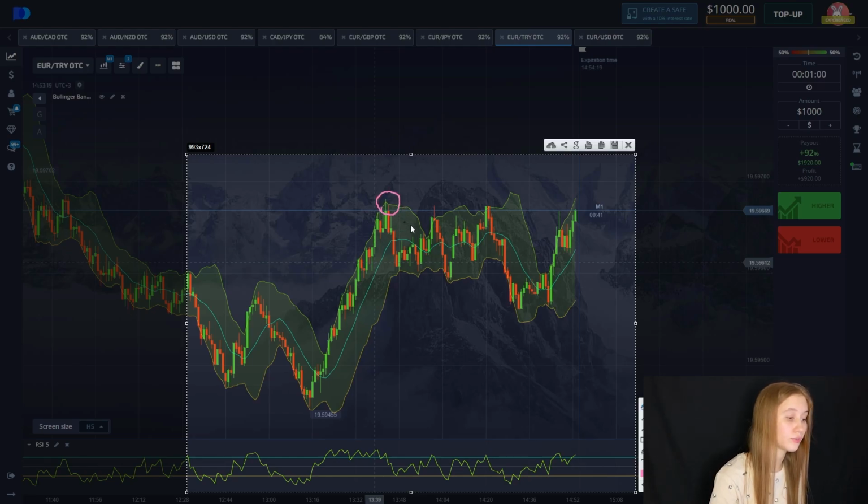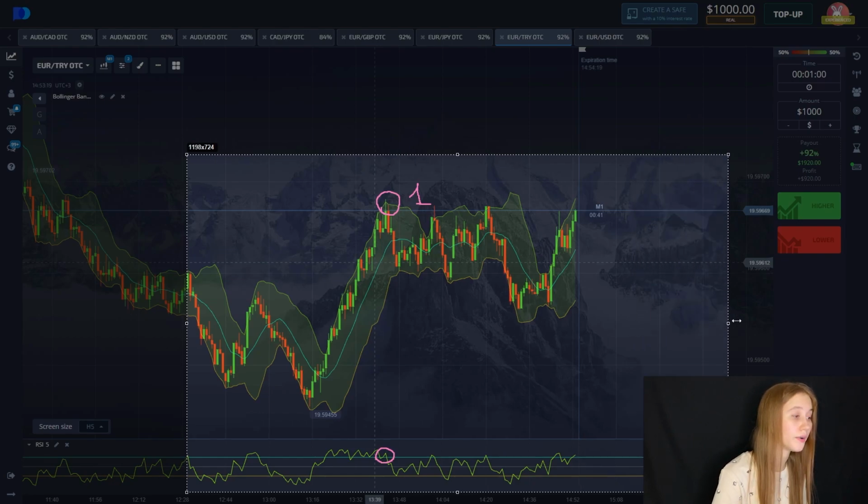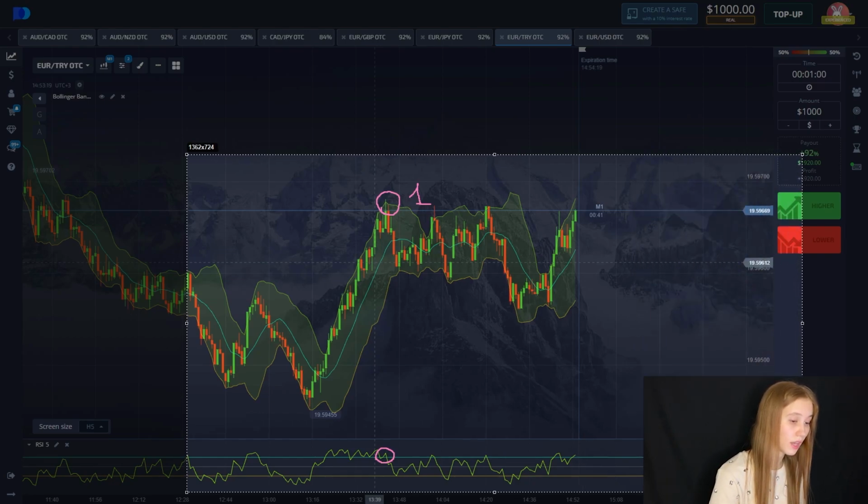Here we have already touched the average line and channel, and here this is our first signal. In general, the picture is immediately visible, and we have a crossing with the 70 mark. The area of overbought. So we have a top-down crossing, and that's our second signal.